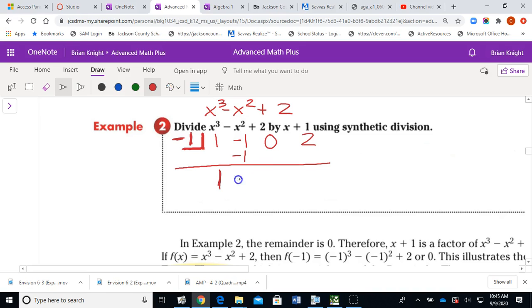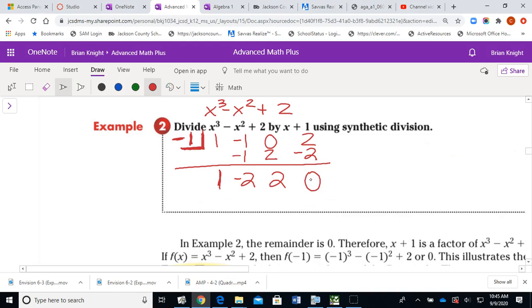That makes -2, right? Again, take what's in the box, multiply it by the -2. That will be +2. Add up your coefficients. 0 plus 2 is 2. -1 times 2 is -2. Add those up. You get 0.